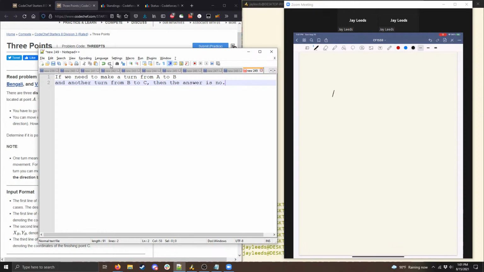And the idea is that if A and B are on the same horizontal or vertical line, then there's no need to make a turn. We can just go straight. So for example, if B is on the horizontal line, then it looks like that, and we don't need to turn. If it's on the same vertical line, we also don't need to turn. So in general, no turn if XA equals XB or YA equals YB. Okay. So if that's the case, then we're only going to need to make one turn.